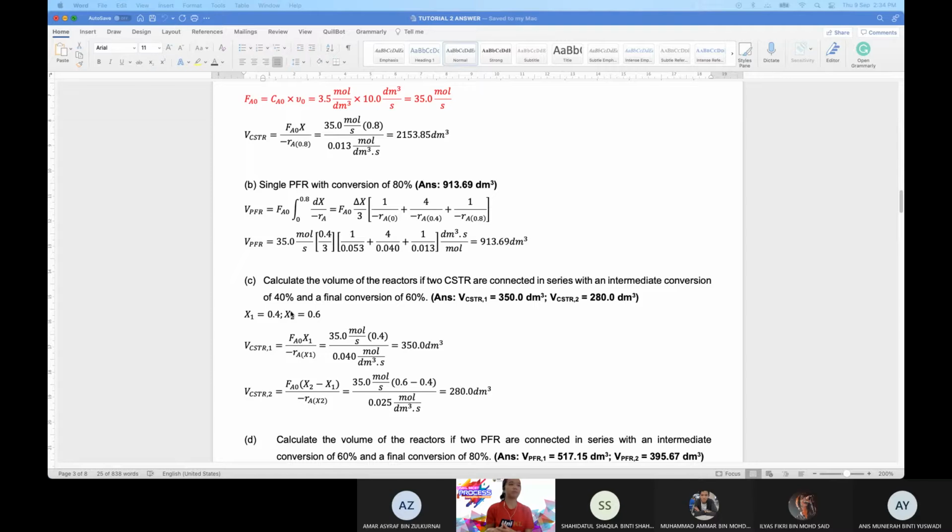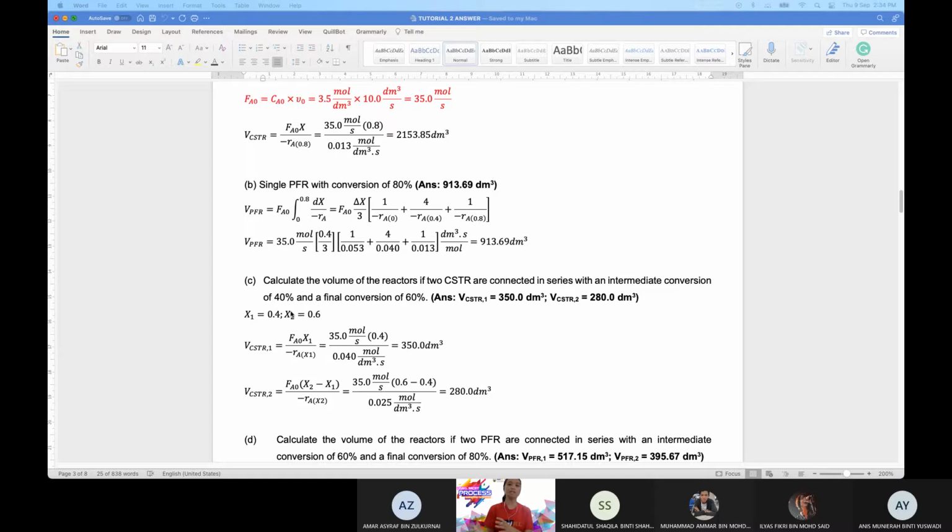In this case, X1 is 0.4, meaning the first reactor will convert from 0 conversion of A to 40% conversion of A. Then remember I told you conversion does not reset, so the remainder goes into the second reactor. The conversion increases from the earlier 40% of A to 60%. So they ask us to calculate the volume.